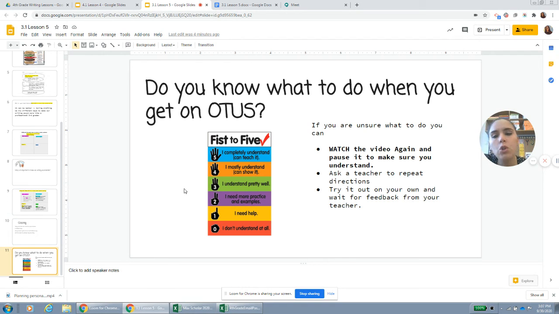Do you know what to do when you get on Otis? Show me fist to five. You can write it in the chat if you are virtual, or you can hold up your hand and show your teacher. If you are unsure what to do, you can watch the video again and pause it to make sure you understand. Ask a teacher to repeat directions. Try it out on your own and wait for feedback from your teacher. Good luck.